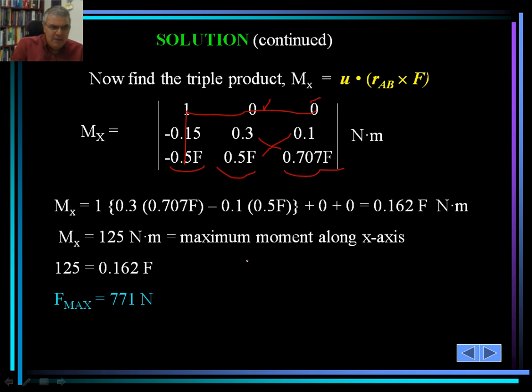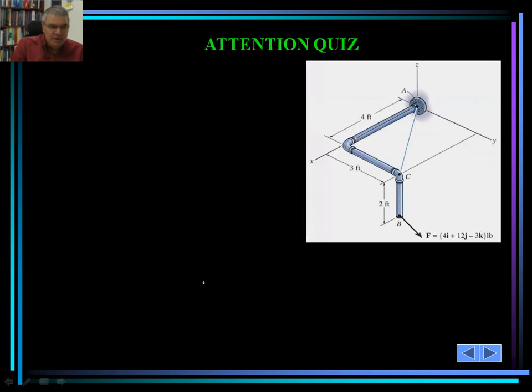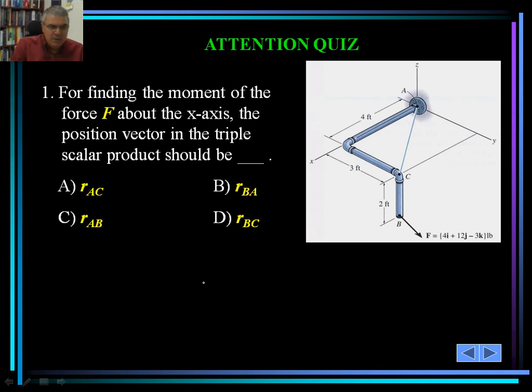So M sub x would be 125 Newton meters. So I equate this equation, M sub x up here, I equate that to 125. Remember, there's only one unknown here. So 125 would be 0.162 F, and as such, F would be 771 Newton.